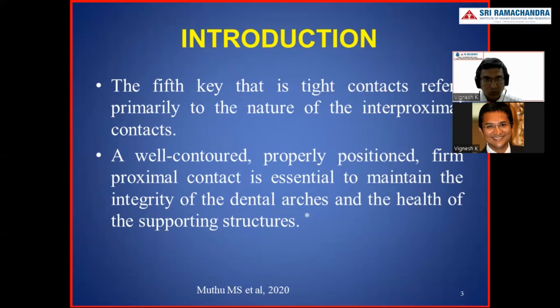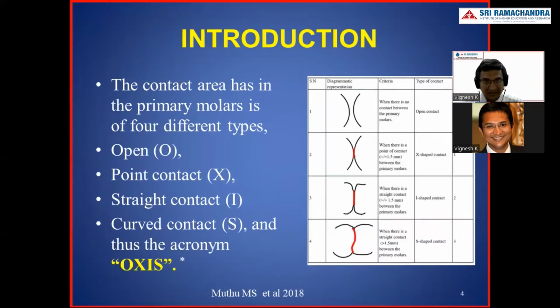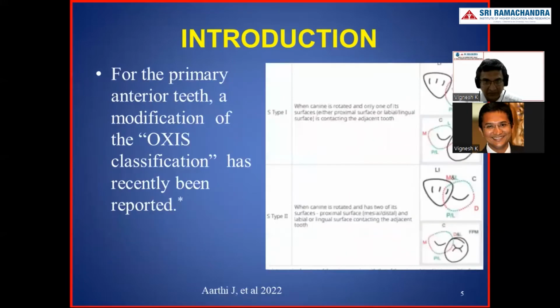It has been proposed that a well-contoured, properly positioned, firm interproximal contact is essential to maintain the integrity of the dental arches and the health of the supporting structures. The contact area in the primary molars has been classified by Muthu et al. as an open contact, which is defined as O, a point contact, which has been defined as the letter X, a straight contact as the alphabet I, and a curved contact by the alphabet S, and thus we get the acronym OXIS, or the OXIS classification.